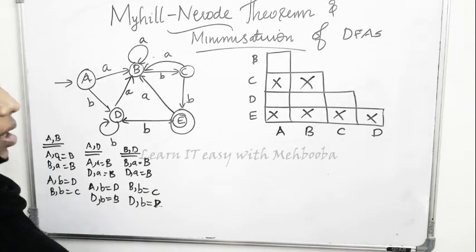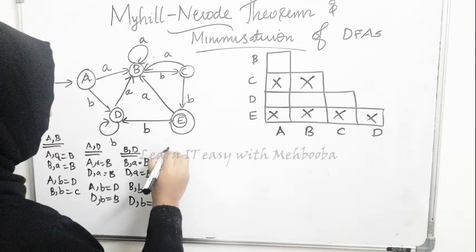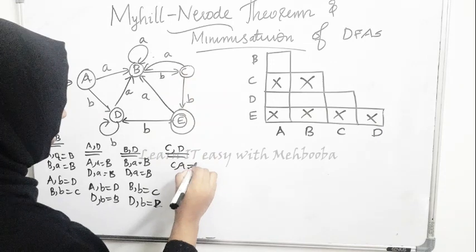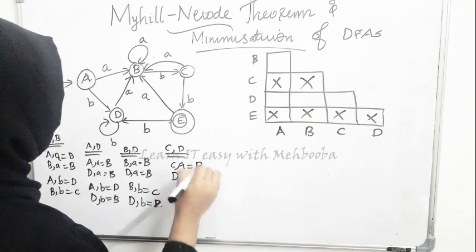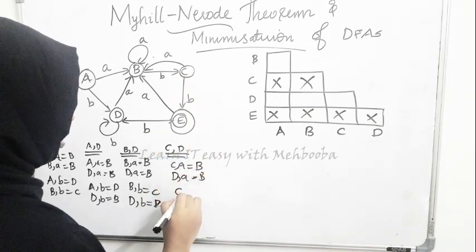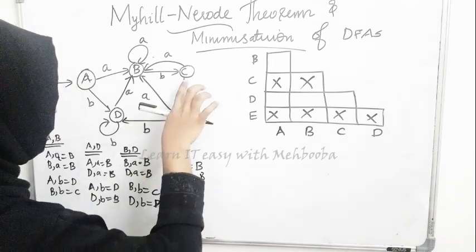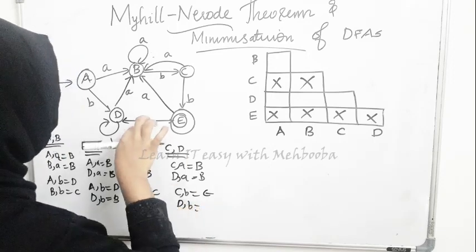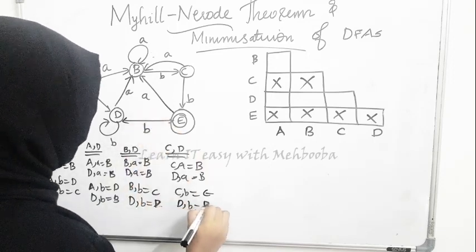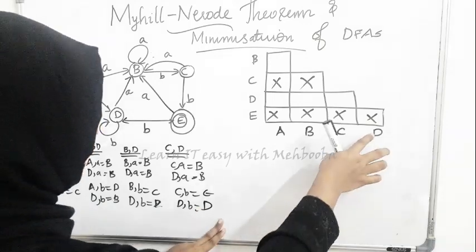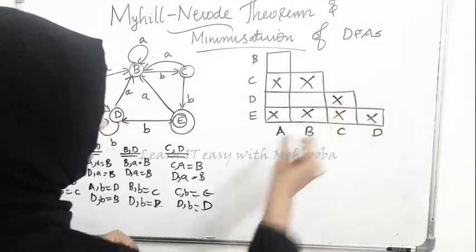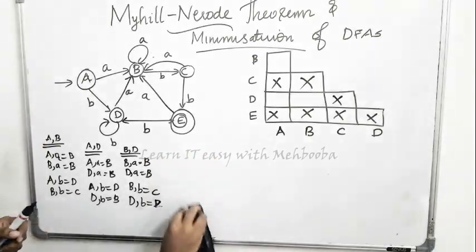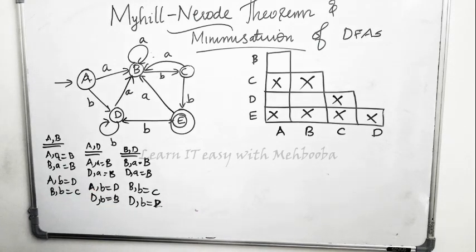Okay. So the next unmarked pair is CD. C on a goes to B. D on a goes to B. Now C on b goes to E and D on b goes to itself. So DE pair has already been marked, so CD can never be equivalent. So we have taken a decision on CD also. So the first iteration completes. We have to check the same for next iterations also.